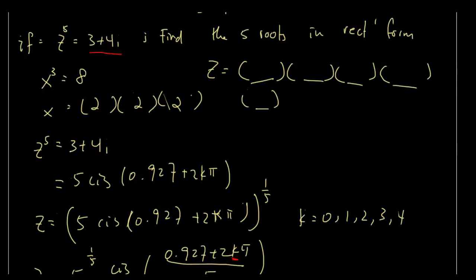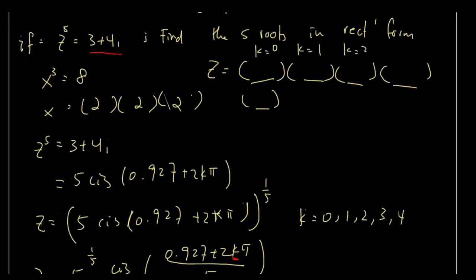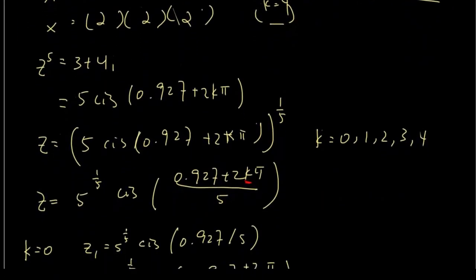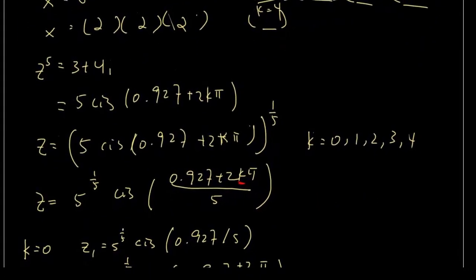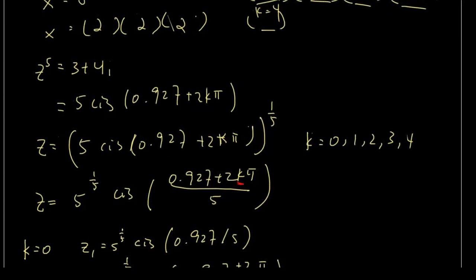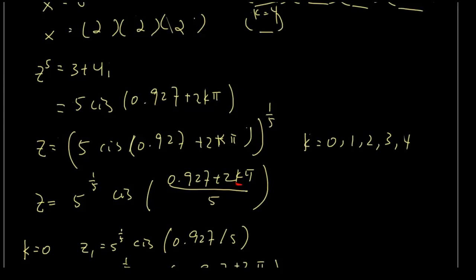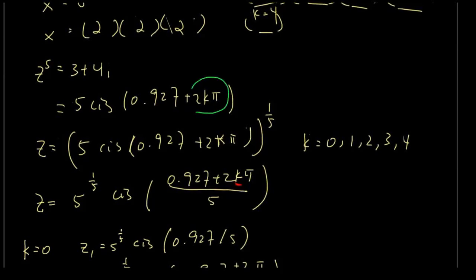To do that, we have to iterate k in the polar form from 0 to 4. So that will be k equals 0, k equals 1, k equals 2, k equals 3, and k equals 4. Our first step is to draw 3 plus 4i onto the Argand diagram, and then obtain the polar form, and then add 2k pi after that.